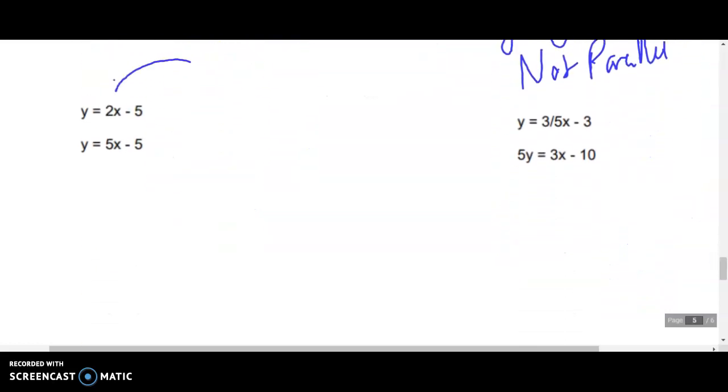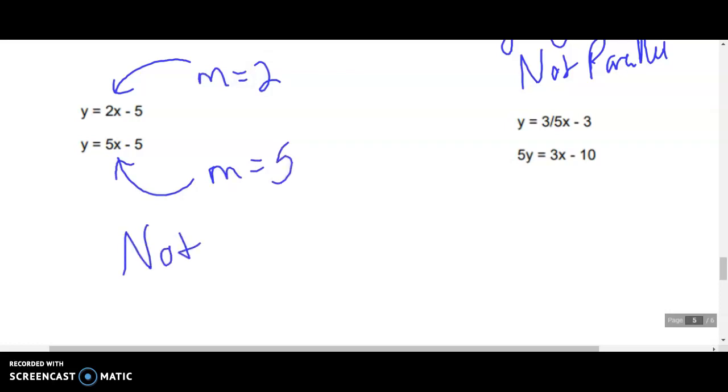Okay? This is in slope-intercept form. It has a slope of 2. This is in slope-intercept form. It has a slope of 5. Since the slopes are not the same, they are not parallel.